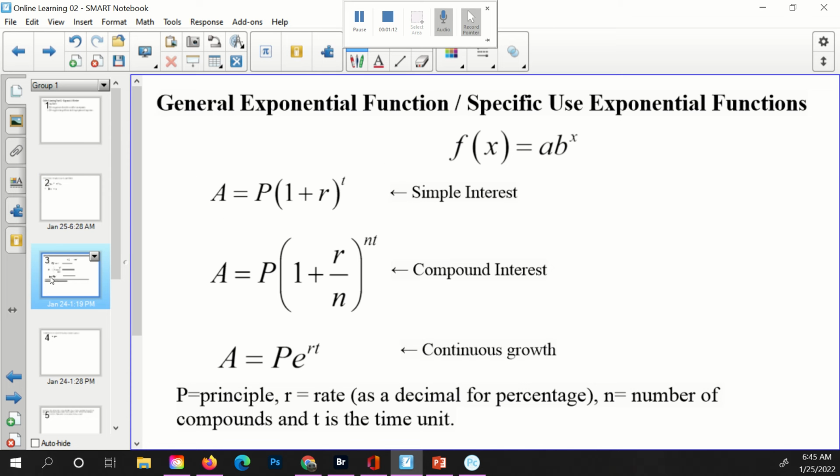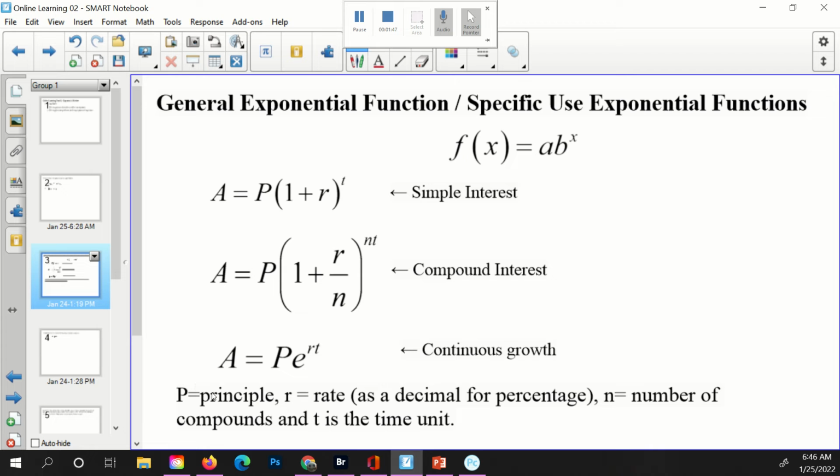A couple of exponential specific use functions. The general exponential function is always f of x is equal to a b to the x. And we use this for some compound interest, simple interest, and continuous growth functions. The simple interest function is A equals P times 1 plus r to the t. The compound interest, A equals P times 1 plus r over n to the nt. That is our compound interest formula. And our continuous growth formula is called the PERT function. A equals P e raised to the rt.